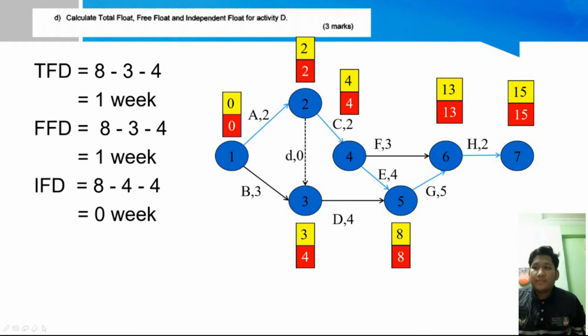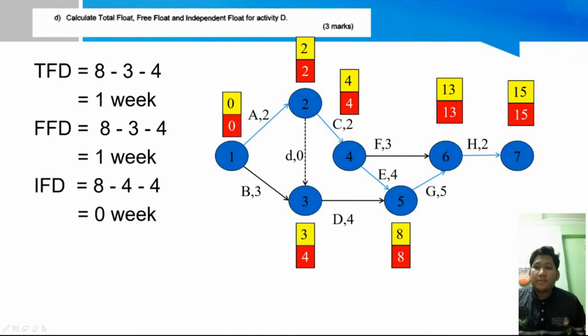Free float is the time available if an activity start time is delayed without making it critical. The method to calculate it is the EET from event 5 minus the EET from event 3 and then minus the duration. So free float of activity D is 8 minus 3 minus 4. We will get 1 week.